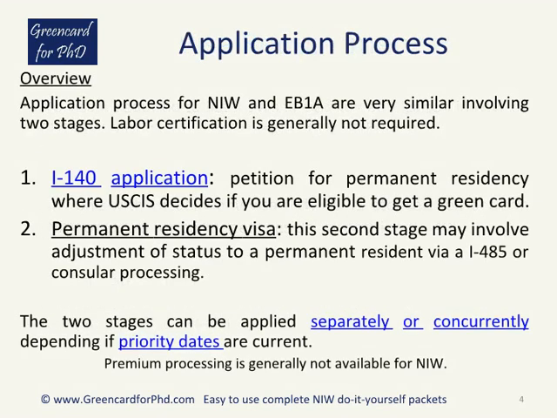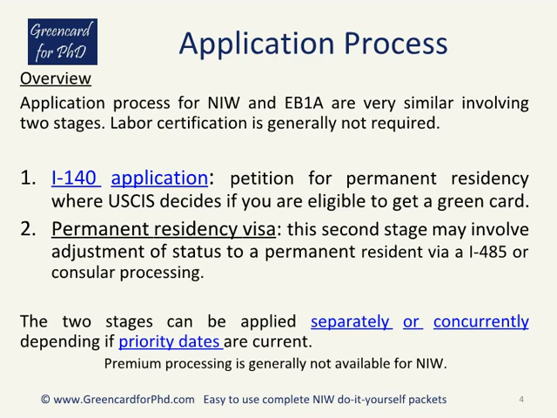This slide briefly describes the application process. There are a lot of details involved behind each of these applications. They will be discussed in detail in other videos. However, the general outline is described here. The application process consists of two stages. The first stage is I-140 application, which is a petition for permanent residency where the USCIS decides if you are eligible to get a green card or not. Approval of I-140 application implies that you are eligible to convert your current status into a permanent residency status.